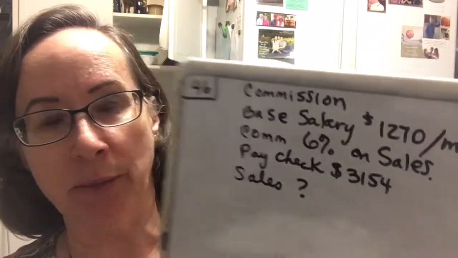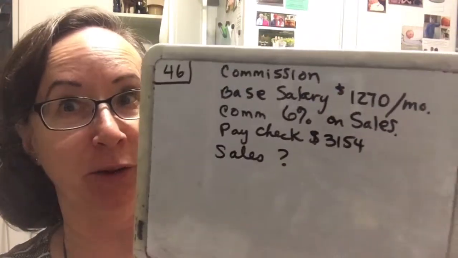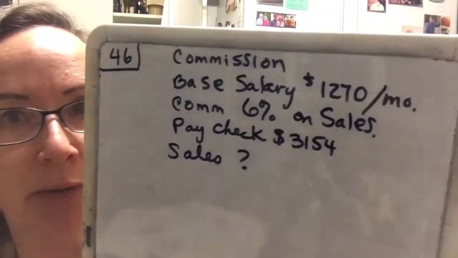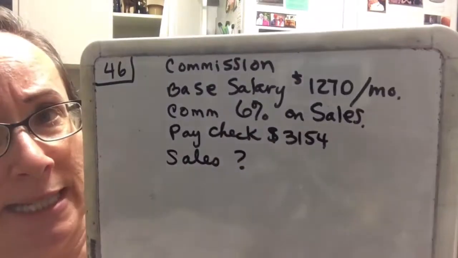Right, amazing students, we are finishing up 1.5 and we're starting with more of the word problems. I did quite a few of them on the first part, but now we've got a few more. And we're doing a commission problem. And this is problem 46 in your book.